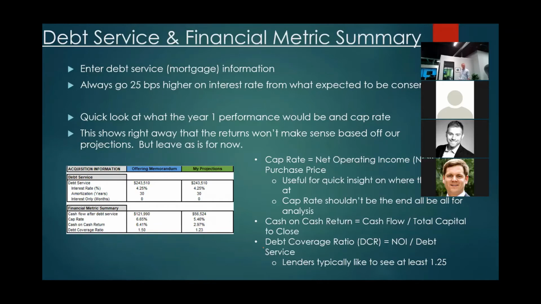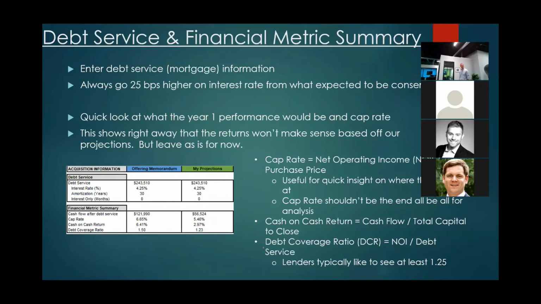Cash on cash return, that's another big one. That's the cash flow divided by the total capital to close, how much money you're bringing into the deal. As you can see, that's pretty low as well. And the debt coverage ratio, or DCR, that's the net operating income divided by your debt service, your mortgage payment.